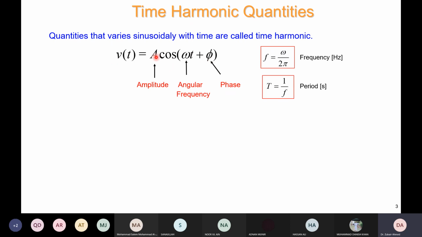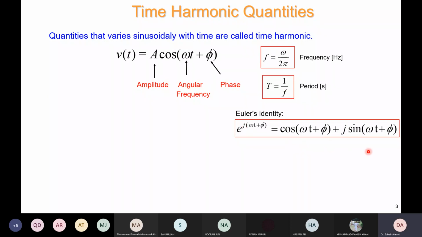Here A is the amplitude, omega is the angular frequency, and phi is the phase in radians. So we express an instantaneous signal in the time domain which varies sinusoidally using this type of expression, that is A cosine of omega t plus phi. The frequency in hertz is related to this angular frequency by omega equals 2 pi f, and the time period and frequency are inversely related.